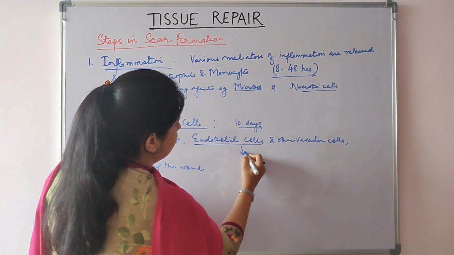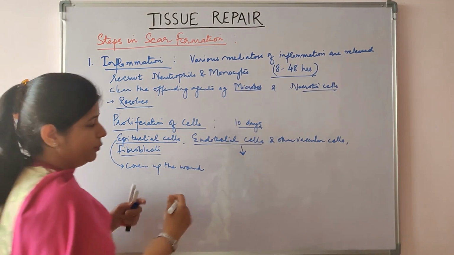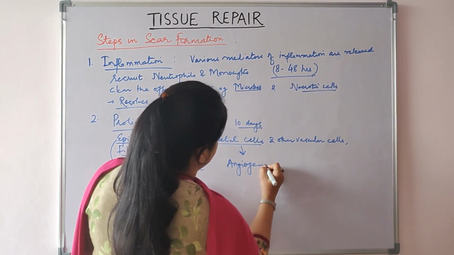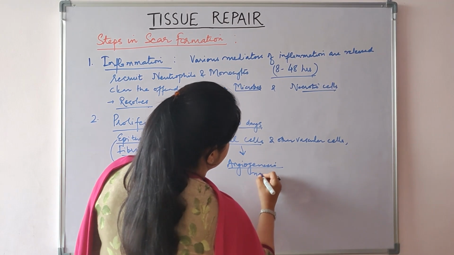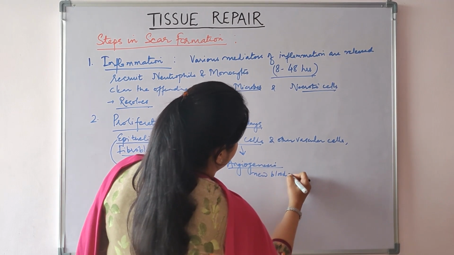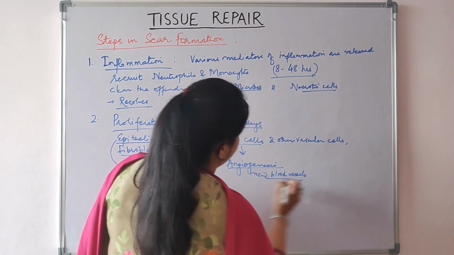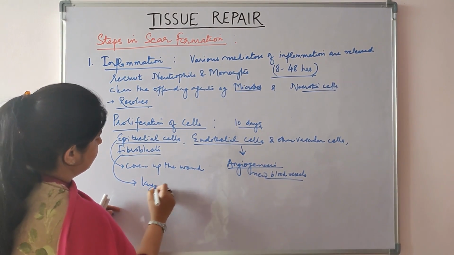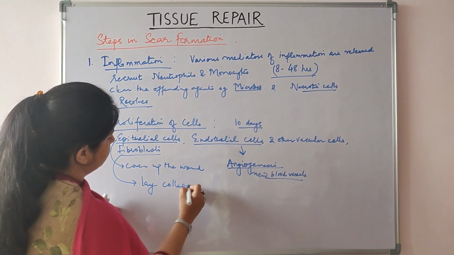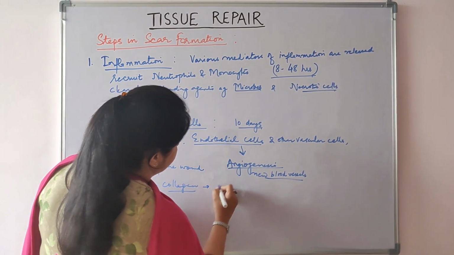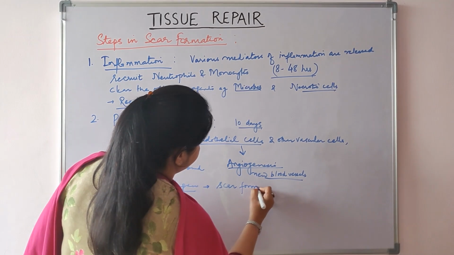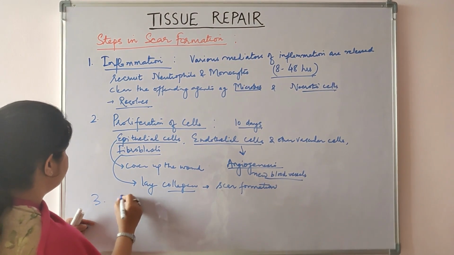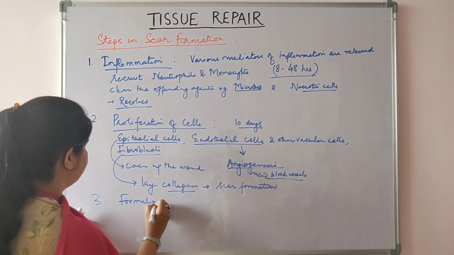Endothelial cells proliferate, and the process is angiogenesis. It leads to formation of new blood vessels, which is required for wound healing. And the fibroblasts lay down collagen, which leads to scar formation. The third step is formation of granulation tissue.